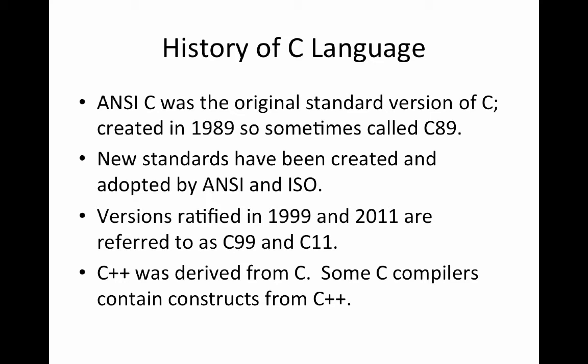C99 and C11. And then you have C++ that was derived from C, basically the C language plus more, plus object-oriented programming. And then once C++ was created, some C compilers started to use some of the constructs from C++. So bottom line, it's a mishmash. There are lots of different C compilers, so what I'm going to show you in C may or may not work exactly the same way with your C compiler, depending on what compiler you have. So you need to be careful about that and just pay attention to the documentation for your particular compiler.